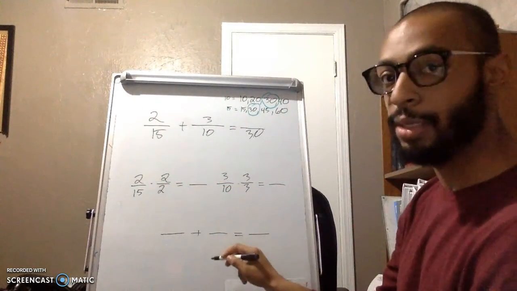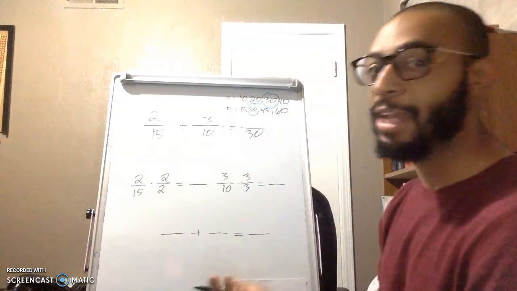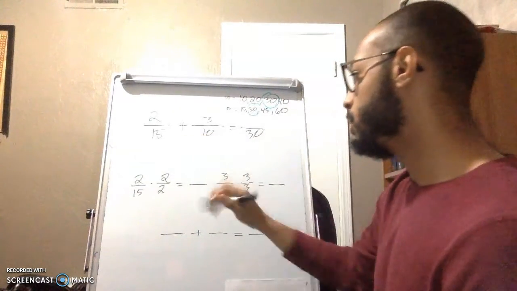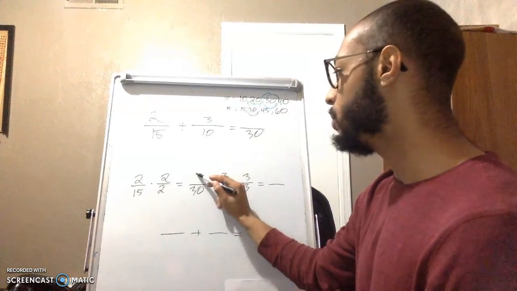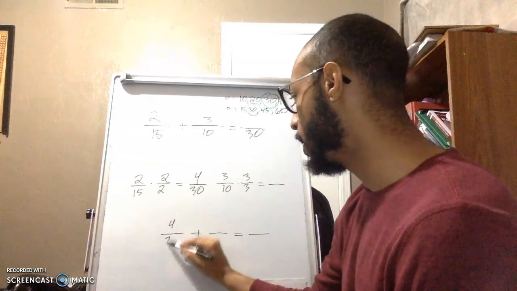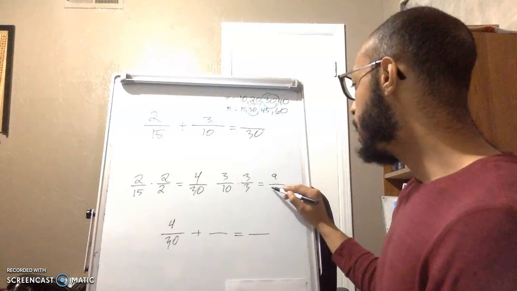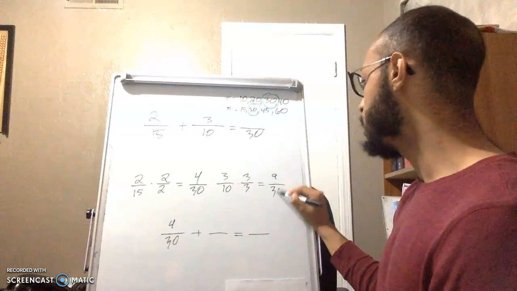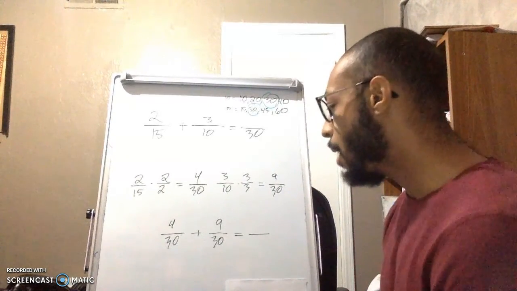Then I can plug in and we'll have the same denominator. Then we can finally solve this equation. So we're going to have 30 here on the bottom, and 2 times 2 is 4. Then we're going to have 3 times 3 is 9, and 10 times 3 is also 30. So plug that into the new equation.